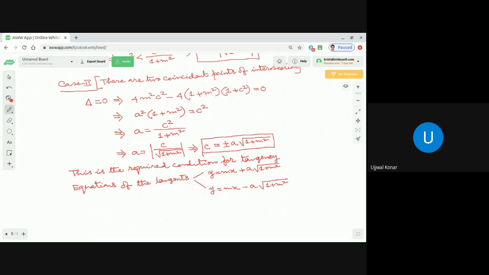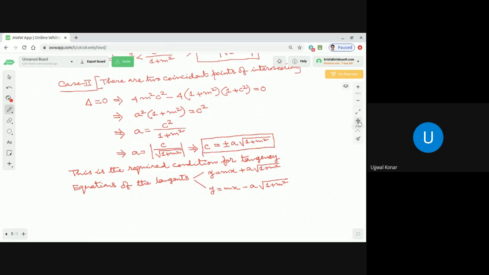You may wonder how it is possible to have two different tangents. We will discuss it later, in some other class, but from an external point you can have two different tangents. Now let us concentrate on case 3, that is when there are two different real points of intersection. Let me write it down, dear students.